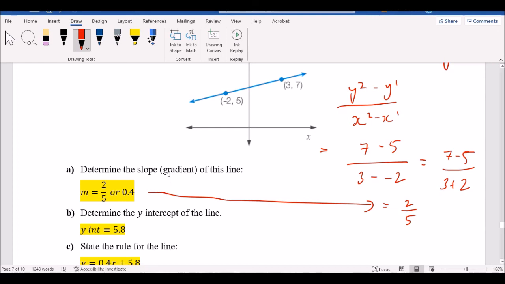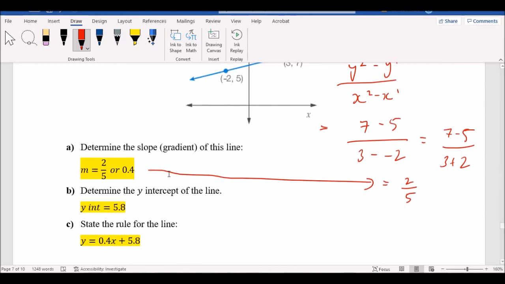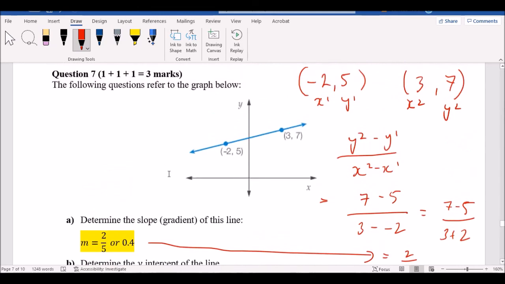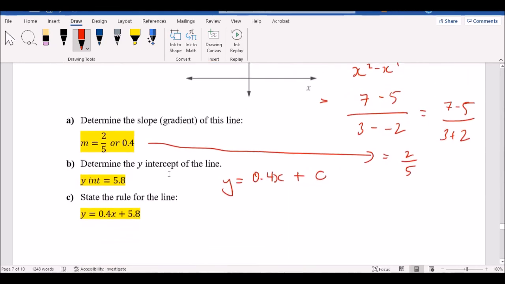Now, determining the y-intercept. This is the trickier part. Remember, your formula so far is now going to be y equals, I'm going to use 0.4, as that's a bit easier, 0.4x plus c. There's two things I'm looking for here. I've got my gradient, but I need to find the y-intercept. So to find the y-intercept, get your formula for now, and just change x and y to any x and y here. I'm going to use this one, 3 and 7. Okay, so I'm going to change y to 7. I'm going to change x to 3.